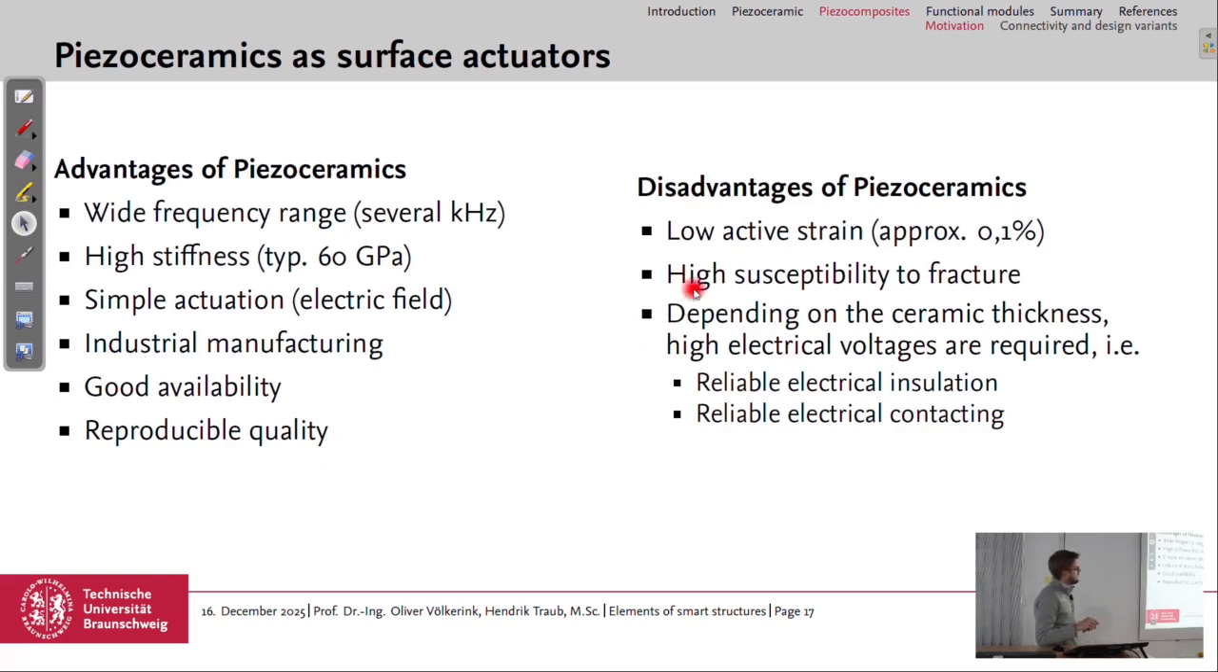But there are some disadvantages. We have a low active strain, only 0.1%. It's highly susceptible to fracture. It's a very brittle material, the ceramic. And depending on the ceramic thickness, you need high electric voltages to produce the electric field to actuate them. And therefore you need a reliable electrical insulation and also a reliable contacting of the electrodes.